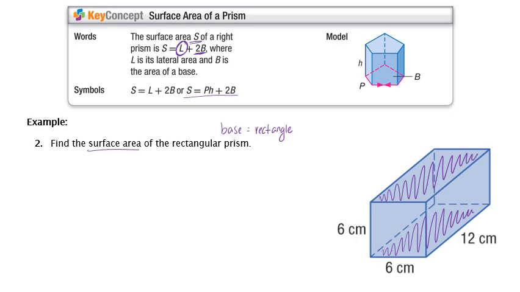So what is the area of our base? Well, it's a rectangle, so we're just looking at length times width. We're given 6 for perhaps our length and 12 for our width, so we'll say 6 times 12. And that, of course, is just going to be equal to 72.